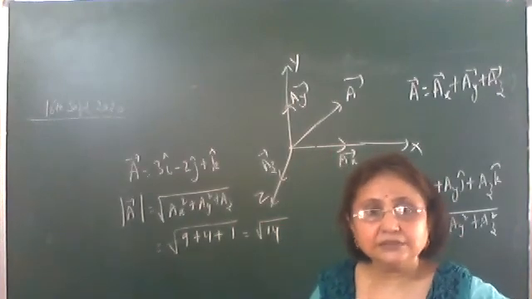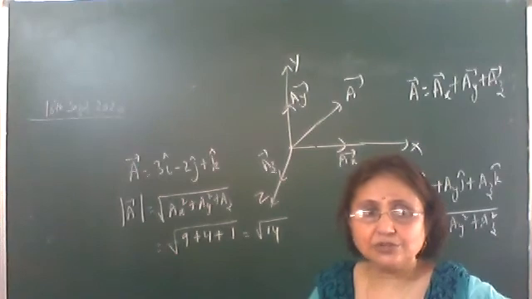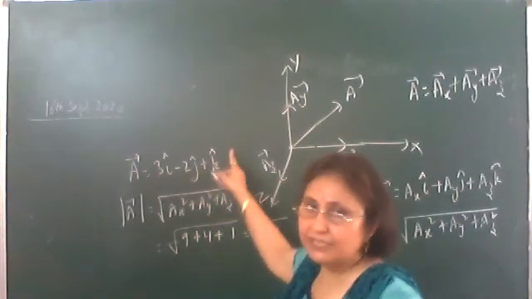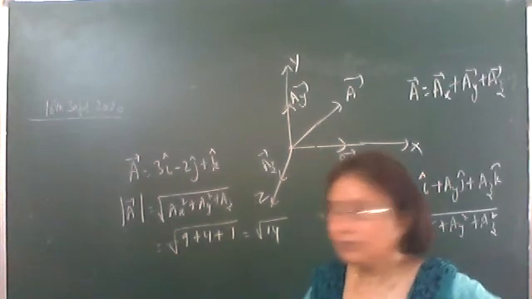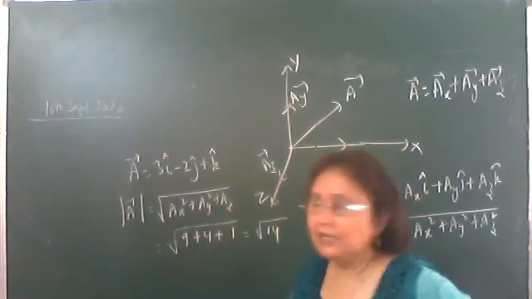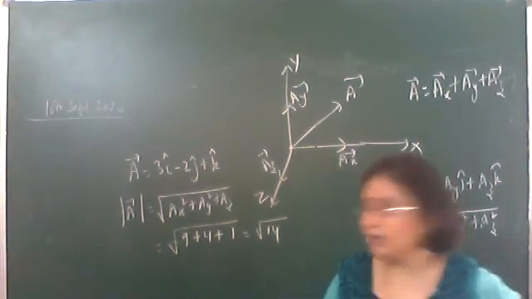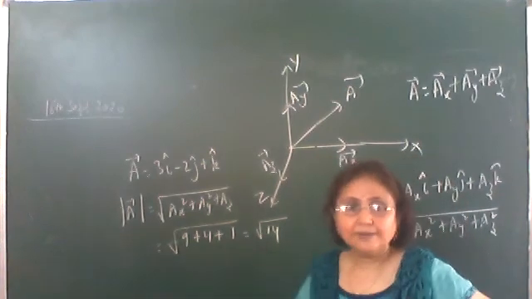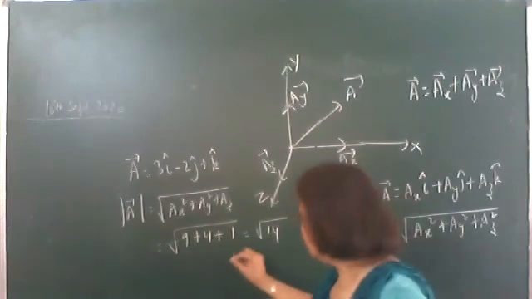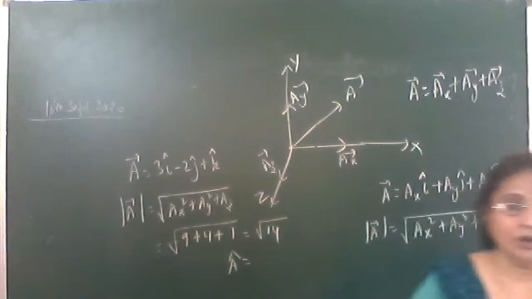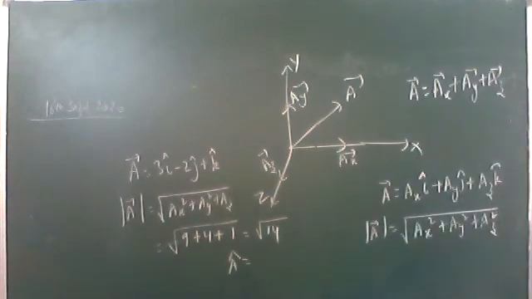Is it clear? Understood? Simple. Compare it with ax i cap plus ay j cap plus az k cap. You will get ax, ay and az, and the magnitude of A vector is under root of ax square plus ay square plus az square. Okay. Also find the unit vector of A. Also find out the unit vector along A.